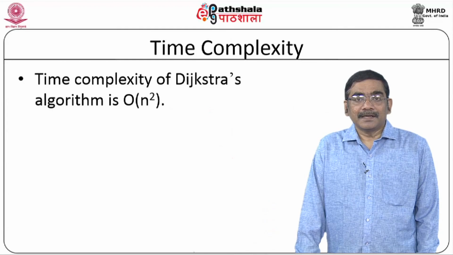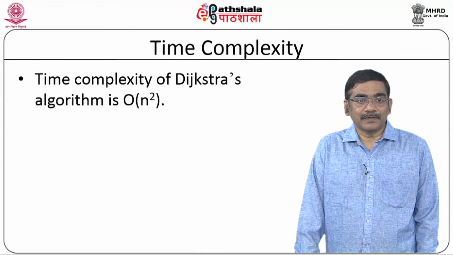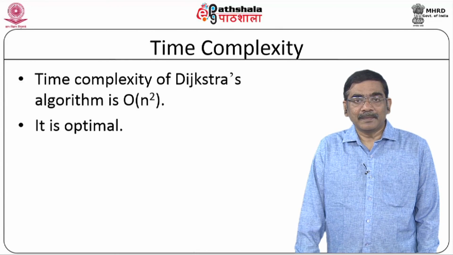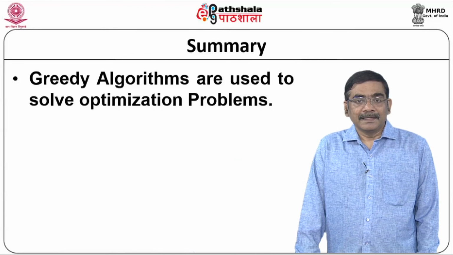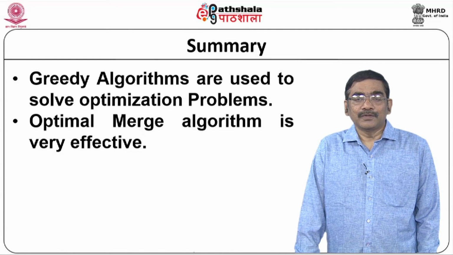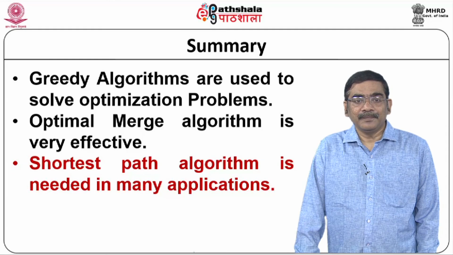The complexity of this algorithm is n square because the input is the adjacency matrix with n square entries. It is an optimal algorithm which always generates the shortest path. In short, we can say that greedy algorithms are used to solve optimization problems. The optimal merge algorithm is very effective, and the shortest path algorithm designed by Dijkstra is needed by many applications, and the greedy approach is very effective in solving these problems.